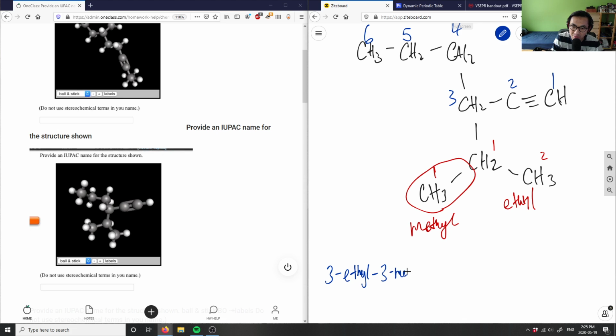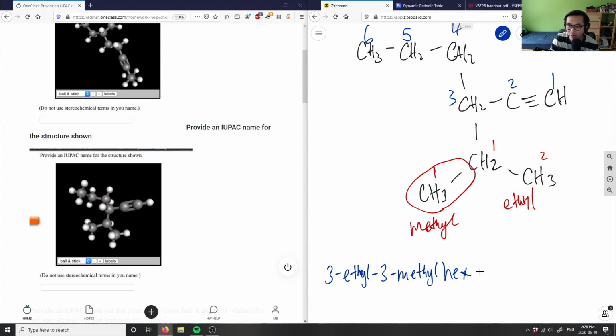And 3 methyl. 3 ethyl, 3 methyl, or you could just say that this is simply isopropyl, but you don't have to worry about that in terms of our naming. So 3 ethyl, 3 methyl, and then we have 1, 2, 3, 4, 5, 6. So we can say that there's hex, and then it's going.